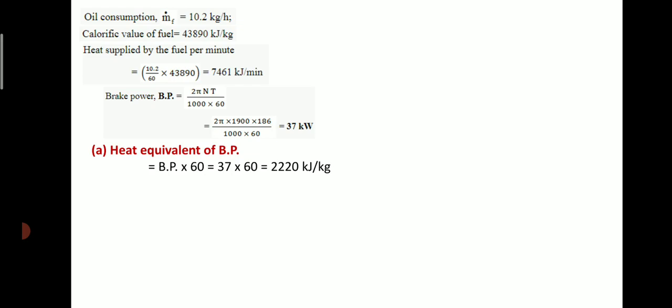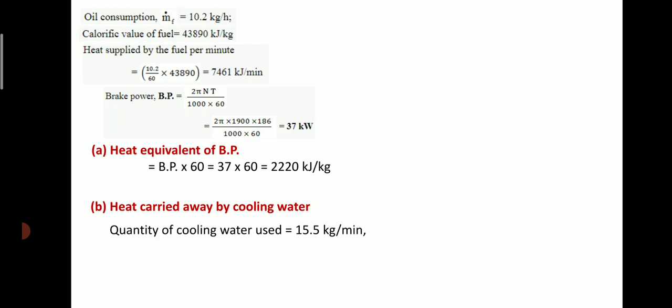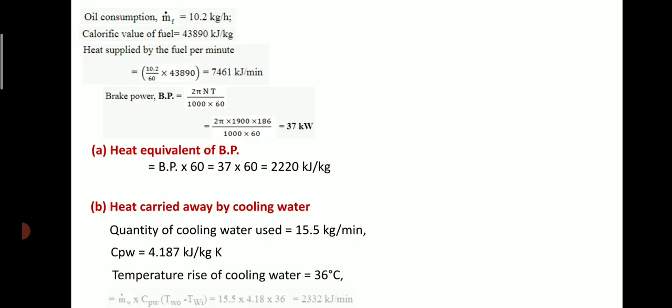We have the brake power 37 kilowatt. Then the heat equivalent to brake power: how much is the brake power? 37. So 37 multiplied by 60 gives 2220 kilojoule per minute, the heat equivalent of the brake power. Then heat carried away by the cooling water. The quantity of cooling water used is 15.5 kg per minute, specific heat of the water 4.187, temperature rise of the cooling water is 36 degrees centigrade.